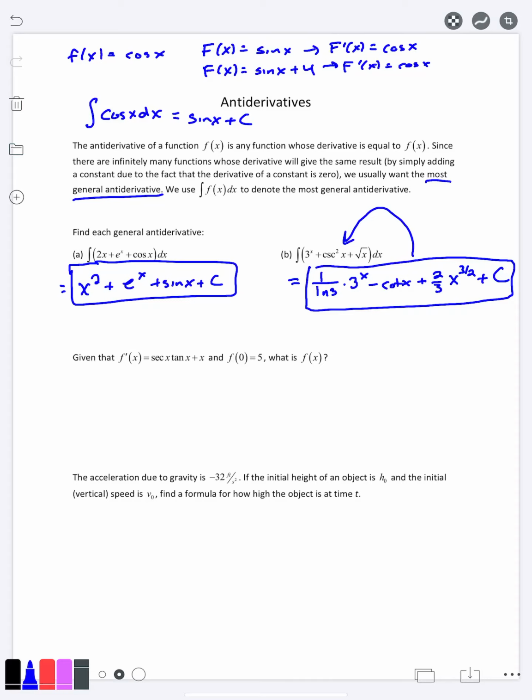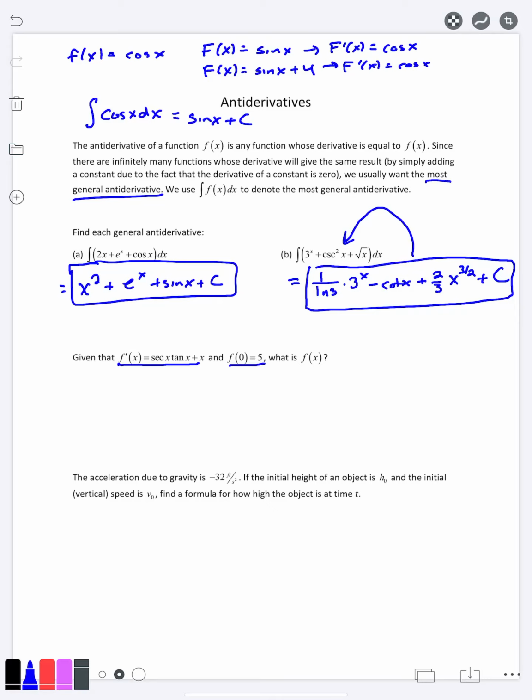Well, now that we have this idea of an antiderivative, what can we use it for? Well, one thing we can use it for is that if we're in a situation where we know the derivative of a function and we know what y value it had at some point in time, it turns out we can then use that information to find what the formula for the original function is.